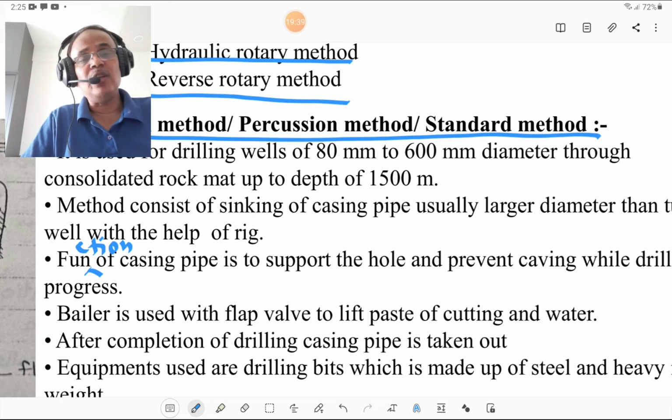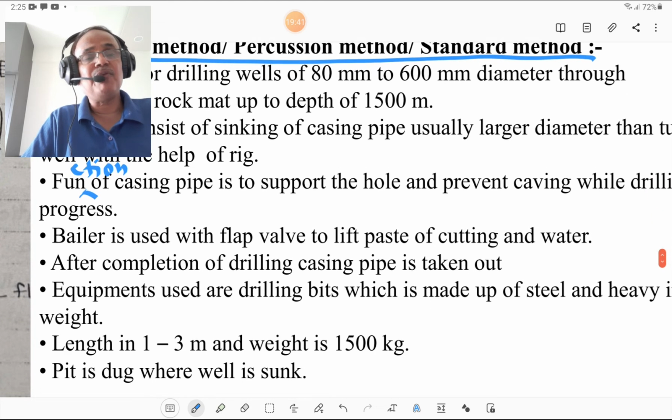That is the flap valve, known as a bailer. Bailer with flap valve is used to lift the cutting or paste of cutting and also water. After completion of drilling, the casing pipe is taken out. That is important. After completion of drilling, the casing pipe is taken out because the material is consolidated.